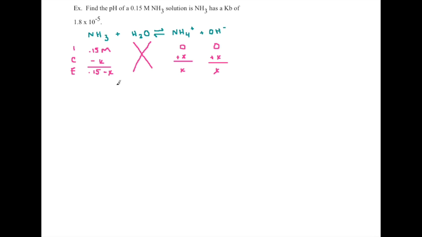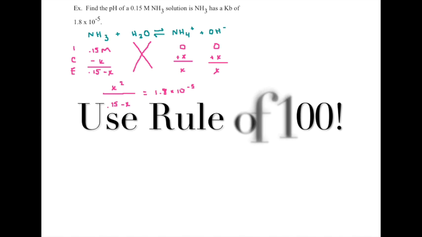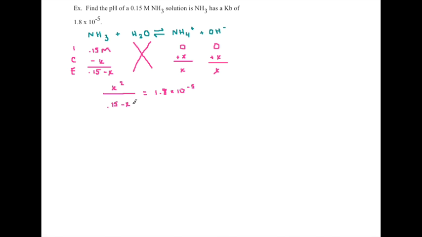And so my equilibrium expression is going to be X times X, which is X squared, all over 0.15 minus X, and I'm going to set that equal to my Kb, which in this case is 1.8 times 10 to the -5th. I'm going to assume that my X is small enough that it won't affect my equilibrium concentration of NH3, so I'm going to ignore it to make my life easier. So X squared equals, when I multiply 0.15 by 1.8 times 10 to the -5th, 2.7 times 10 to the -6th.